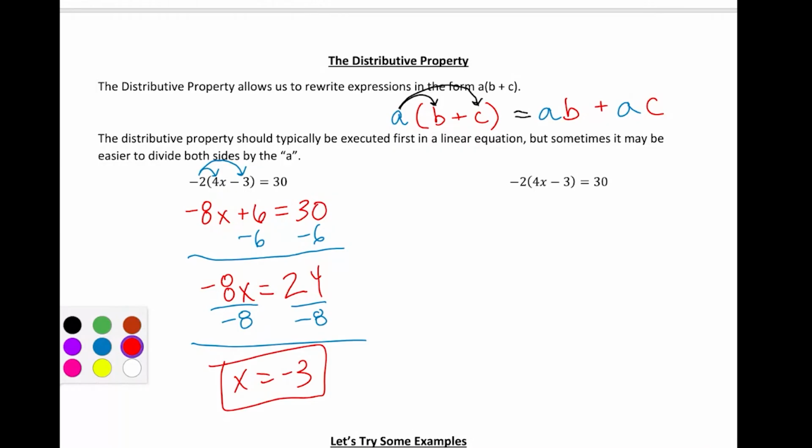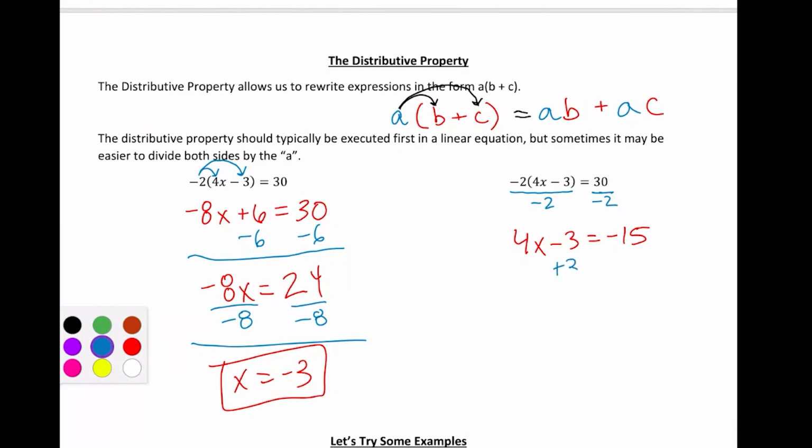There is another way you can deal with this when it's set up where it looks like the distributive property. And that is if that number on the outside is just a number, then you can actually divide both sides of the equation by that number. So here's an alternate path to victory. If I look over on the right-hand side, I'm going to divide both sides by -2 first. If I do that, I get 4x minus 3 equals -15, which still looks a little different than the problem we just did, but you'll see in a second.